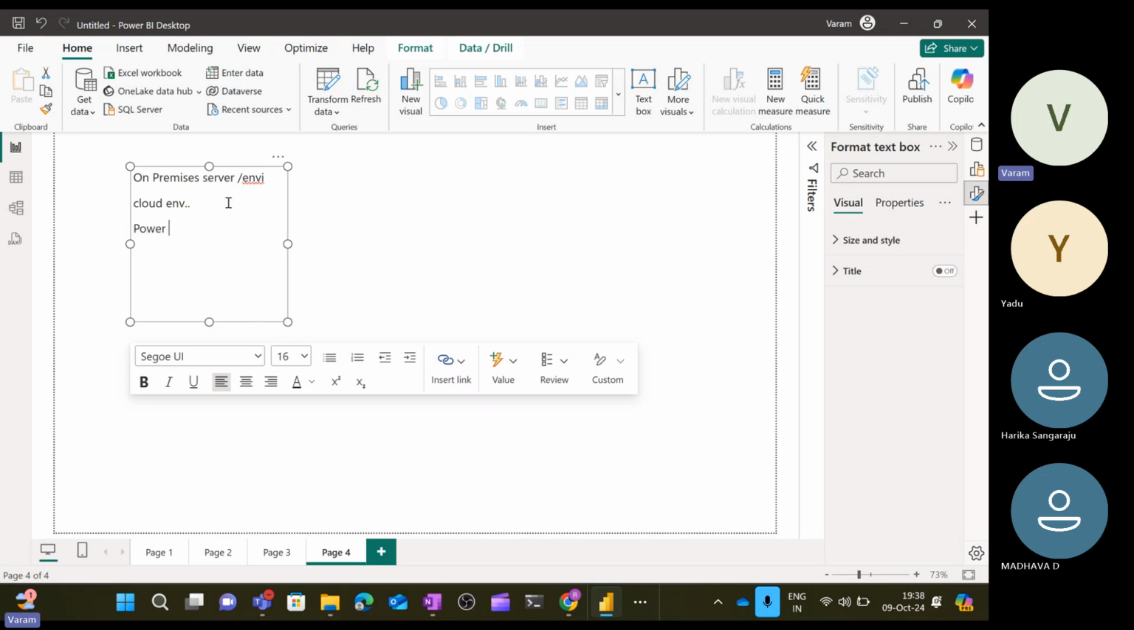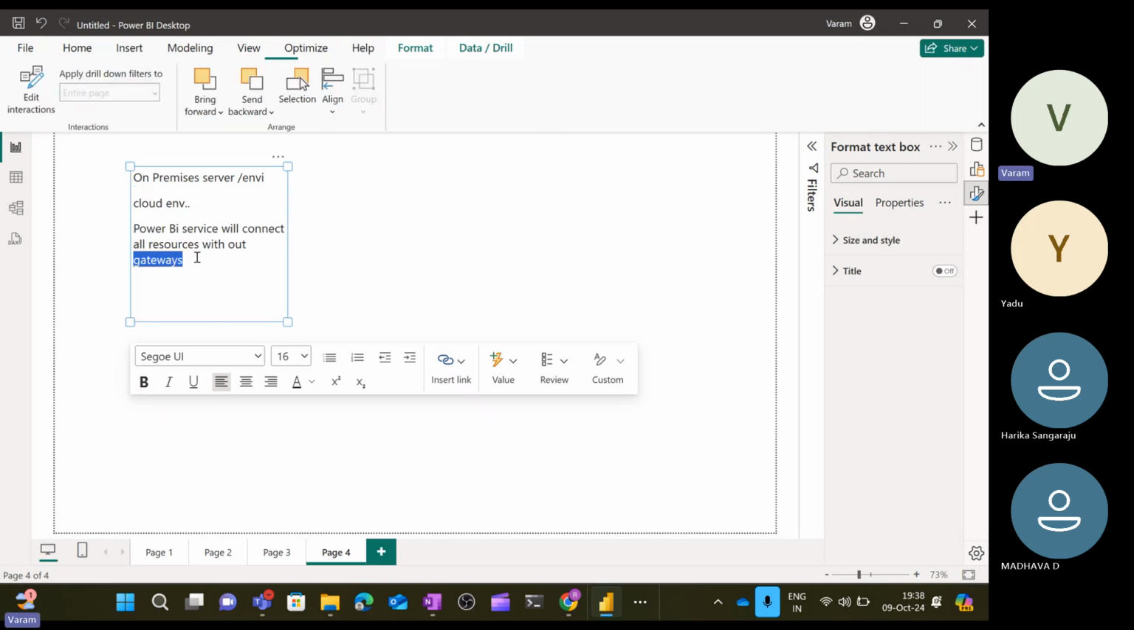This statement is very important: Power BI service will connect to all cloud resources without gateways. This is the Power BI cloud level. For cloud, you don't need any gateways. I'll tell you what a gateway is. For on premises, if the system wants to access your local data, it needs permission from you along with the connector.